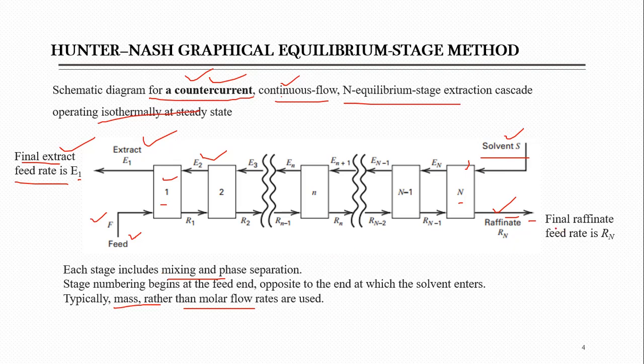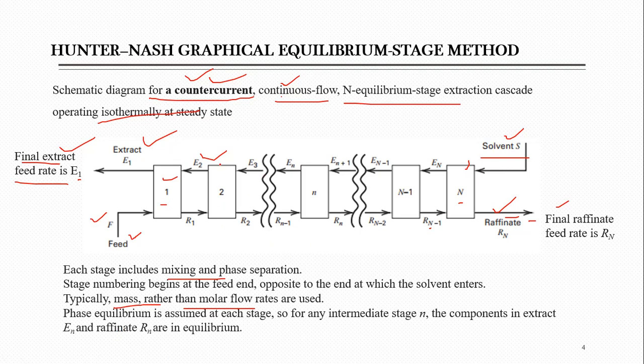Then this is named the final raffinate feed rate. Why are we calling them final extract and final raffinate? Because you can see inside there are a few others. So here we have to talk about the final one, because we are concerned about the final main extraction, as well as the extract and raffinate obtained from any system.